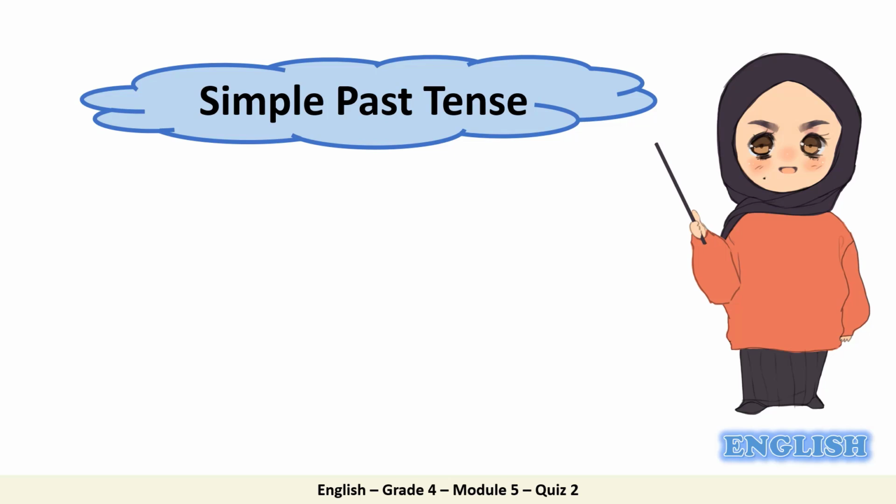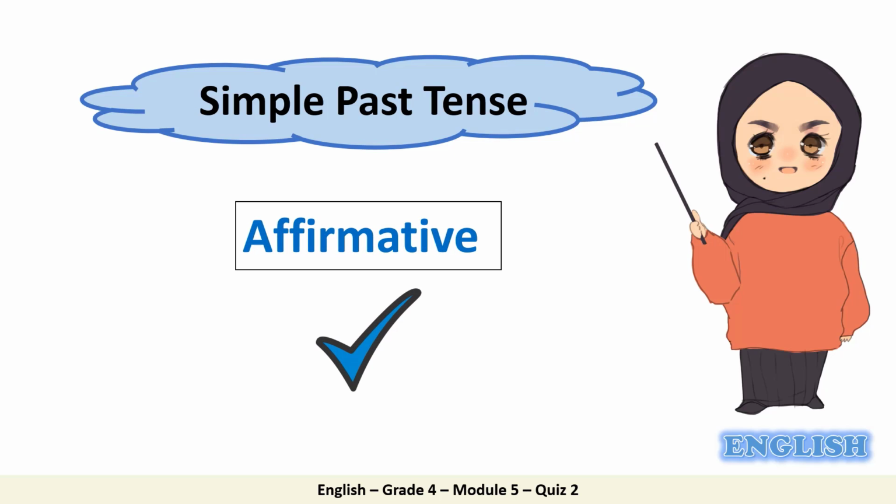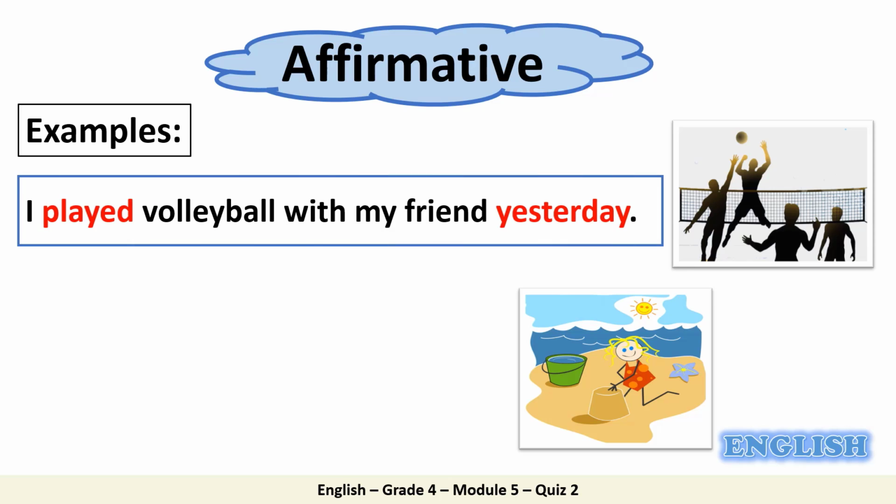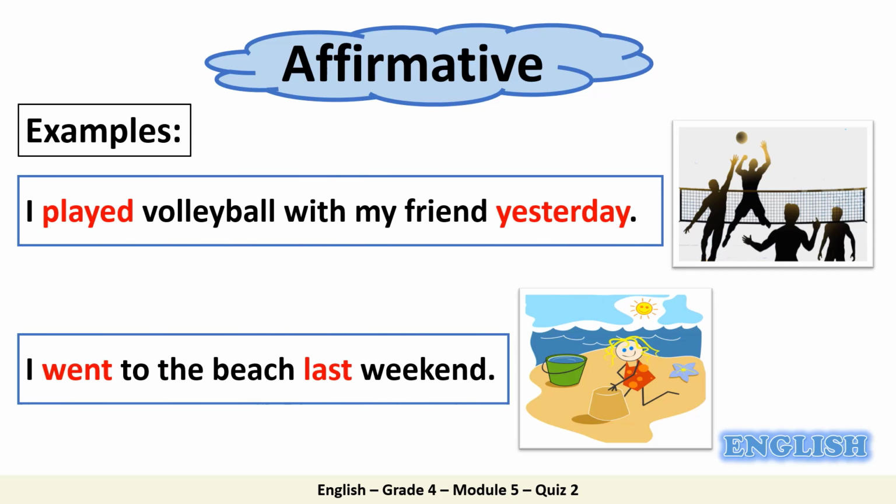Now let's learn about the simple past tense in the affirmative form. An affirmative means that we're not using the word not in the sentence. Let's have some examples for the simple past tense in the affirmative form. I played volleyball with my friends yesterday. I went to the beach last weekend.